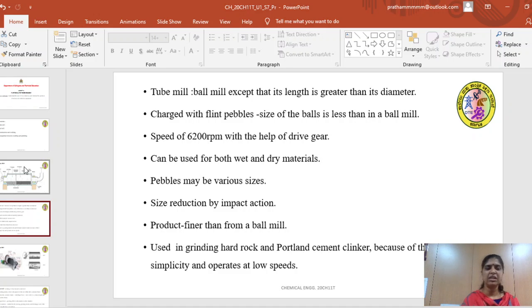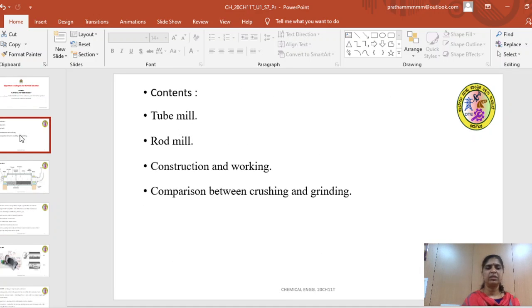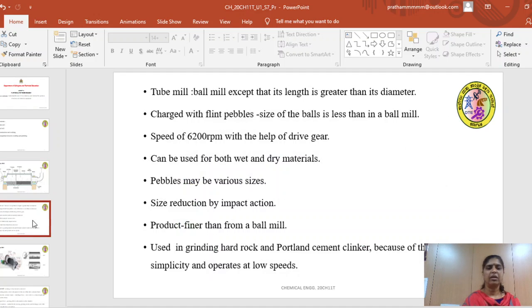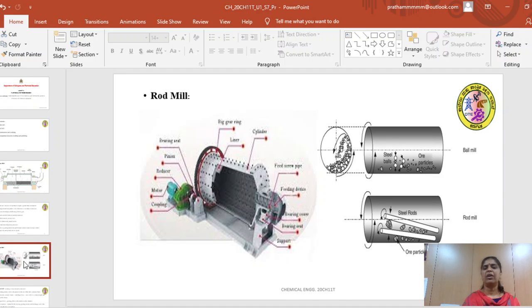So this is about the rod mill and the tube mill. The rod mill, as the name indicates, uses rods; in the tube mill, we use pebbles, whereas in a rod mill we use steel rods as the grinding media for the reduction of solids.